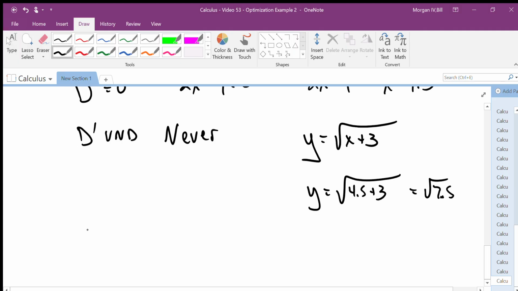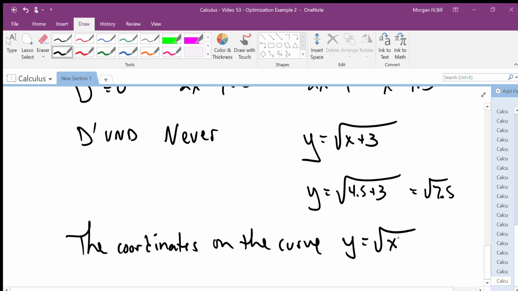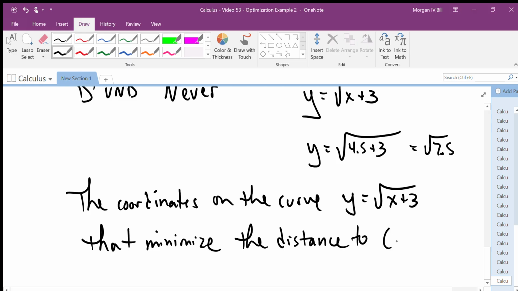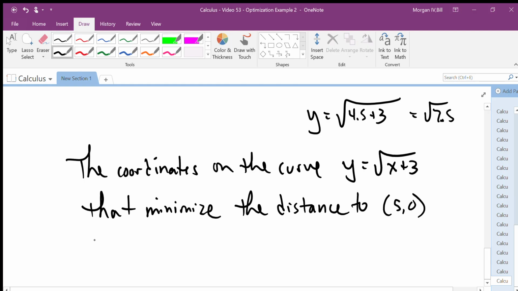And so the coordinates that minimize the distance, the coordinates on the curve y equals square root of x plus 3 that minimize the distance to the point 5, 0, are 4.5 for the x, square root 7.5 for the y. And that's it.